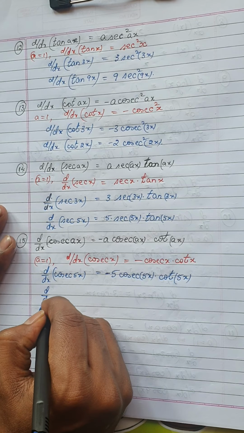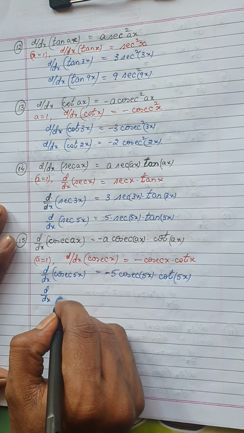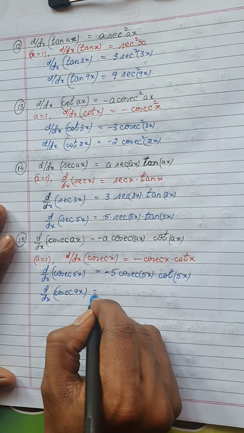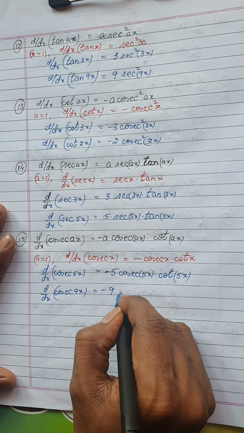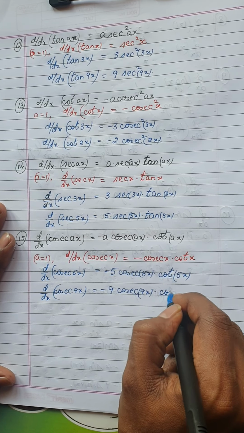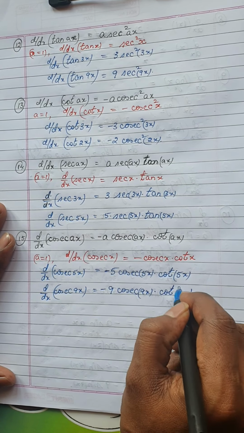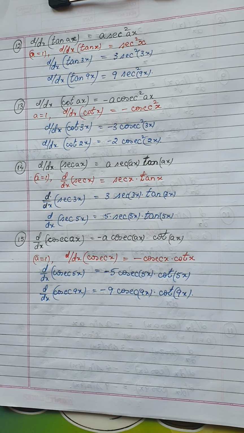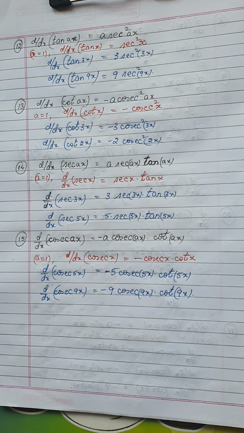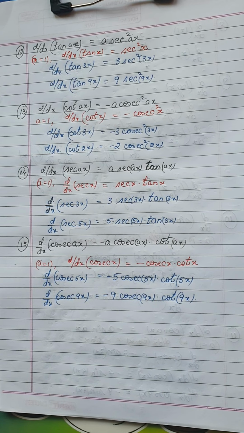Next, similarly, d by dx of, or the derivative of, cosecant 9x will be minus 9 into cosecant 9x into cot 9x. These are just basic formulas. It would be wonderful if you can remember this for the further classes.